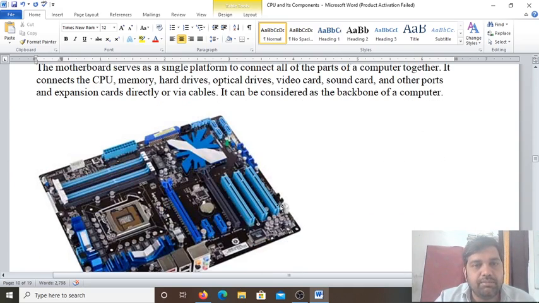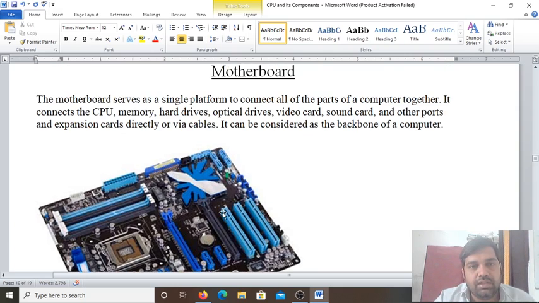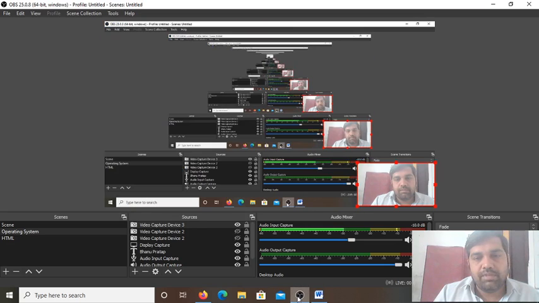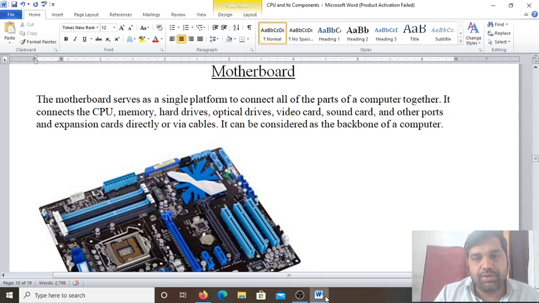As you can see, this is the motherboard of a computer. On a single board, you'll find the CPU, memory, hard drives and optical drives. In a computer, the motherboard is the main part. This motherboard serves as a single platform to connect all the parts of the computer together. Means all the parts of the computer are connected on this. Here you find all the ports are connected on the motherboard only.